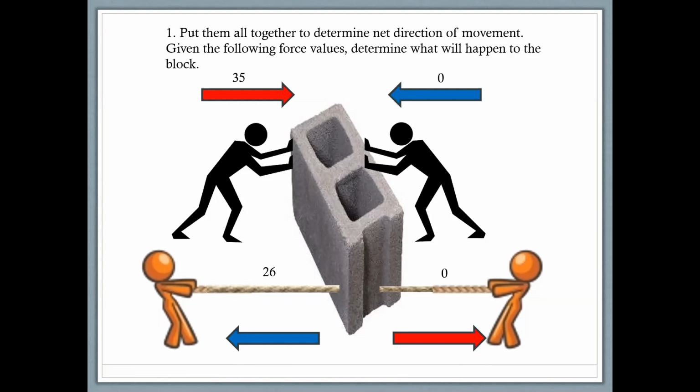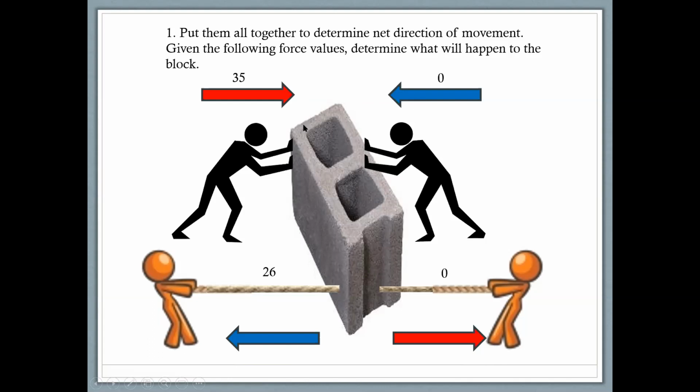Okay, hopefully you've had a chance to figure this out. Like I said, pause the video if not. Well, let's do just what we did, break it down into those 2 steps. So let's look at the net pushing pressure. 35 minus 0 is 35 to the right. Let's do the net pulling pressure. 26 minus 0 results in a value of 26 to the left. So we have a net pushing force of 35 to the right, and a net pulling force of 26 to the left.